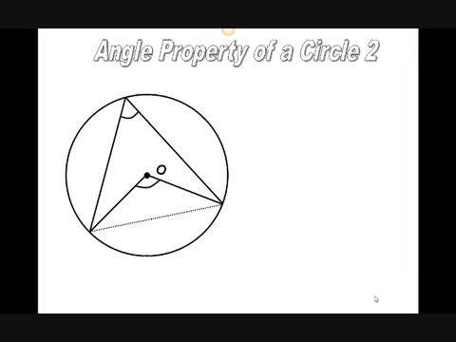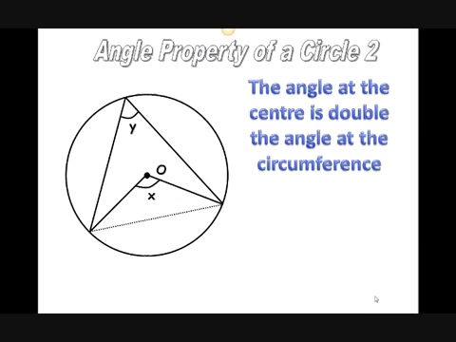Now, provided you're in the same segment of the circle and you're going from the same chord, the angle at the centre, which is x, is always double the angle at the circumference, y. So the angle at the centre is double the angle at the circumference. In other words, x is 2 times y.